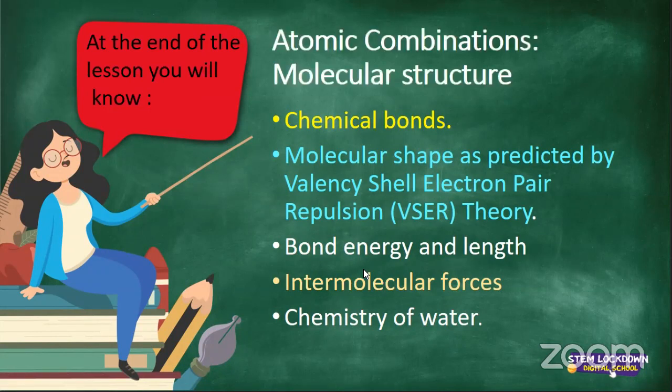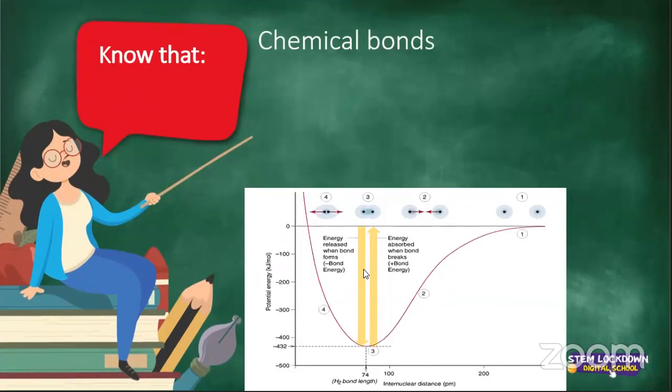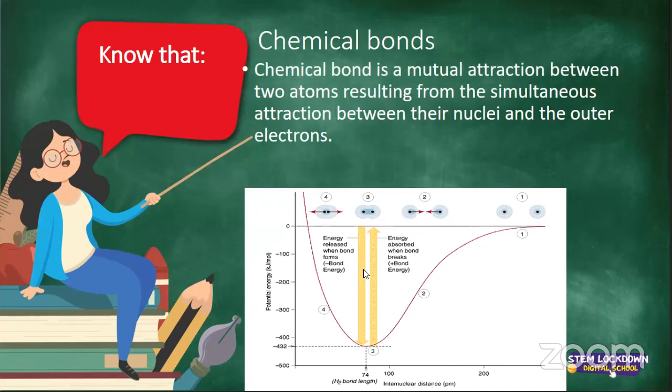So here it is under atomic combination and molecular structure. So this is what you should be knowing at the end of this lesson. So let's look at chemical bonds. We define a chemical bond as a mutual attraction between two atoms resulting from simultaneous attraction between their nuclei and the outer electrons. So that is a chemical bond.